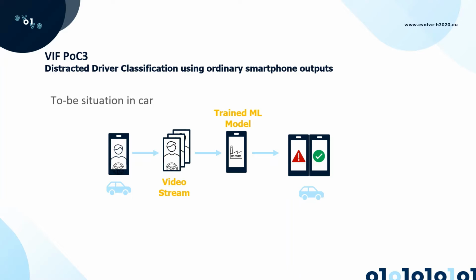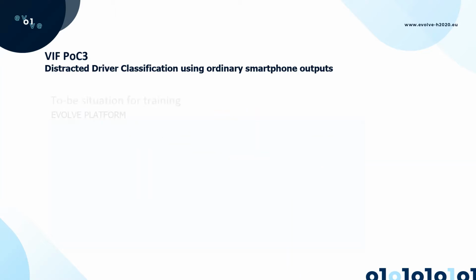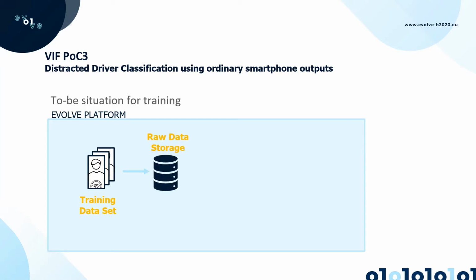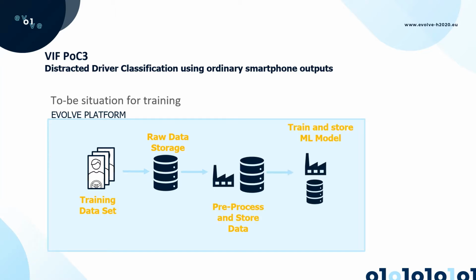To get to such a model, it has to be trained, and this training will be done with the help of the Evolve platform. Firstly, we will take the training dataset and store the data on the Evolve storage. After that, we will pre-process the data and use the final data to train and store the machine learning model on the platform.